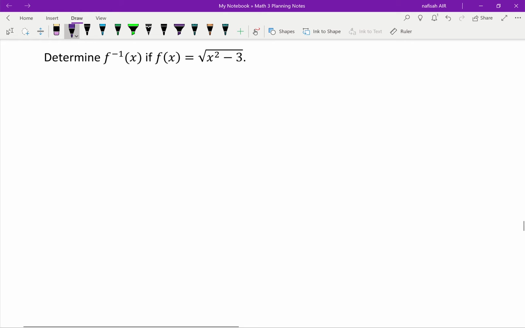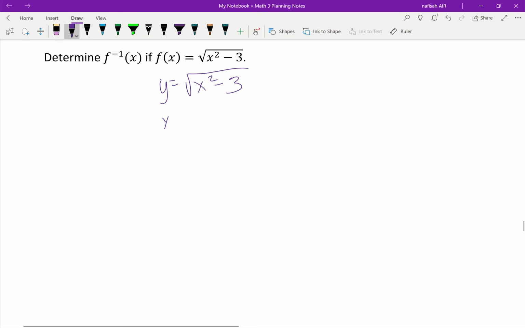If I want to find the inverse of f of x, if f of x equals the square root of x squared minus 3, I would rewrite f of x as y. From there, I would understand that if I'm trying to find an inverse equation, I need to switch x and y. Every time I see an x, I put a y. Every time I see a y, I put an x.